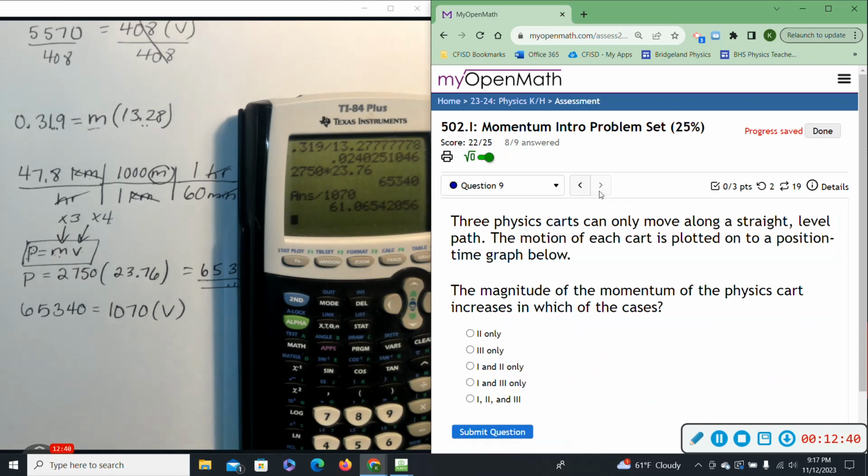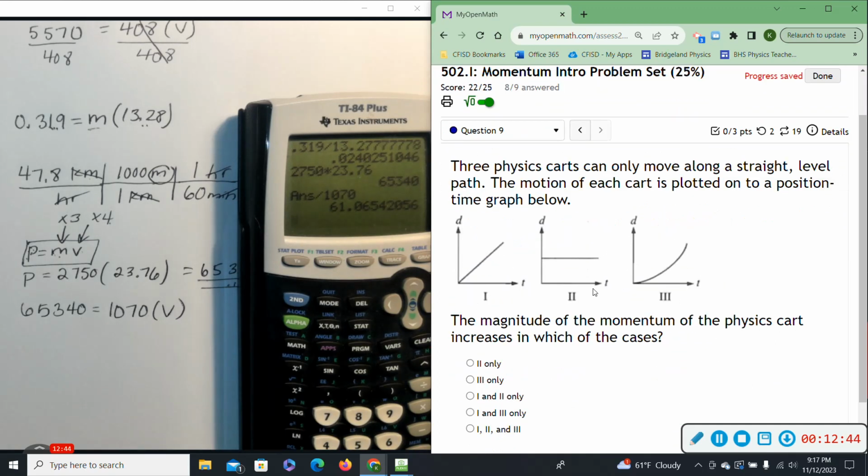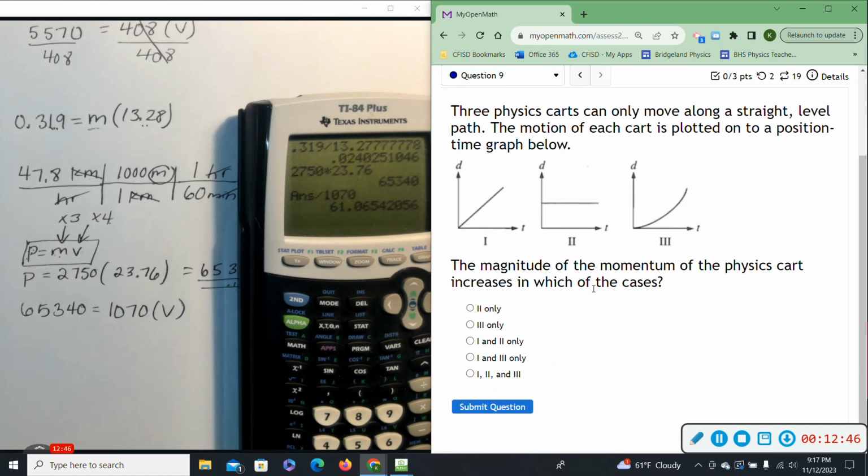So it's just one answer here, and it's based on the definitions you hopefully wrote down in your notes. Question 9. Three physics carts can only move along a straight, level path. The motion of each cart is plotted onto a position time graph below. The magnitude of the momentum of the physics cart increases in which of these cases?